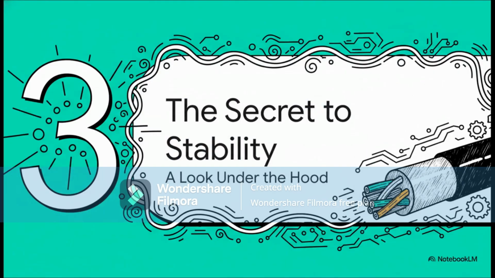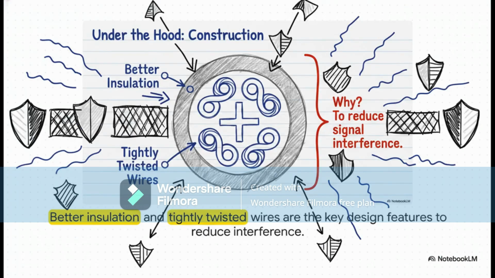But you know, speed isn't everything. Stability is just as important, right? So, what's the secret sauce inside this cable that makes it so reliable? Let's pop the hood and take a look. When you look inside a CAT6 cable, there are 2 key things going on. First, it's got much better insulation. And second, the pairs of wires inside are twisted together way more tightly than in older cables. Now, both of these things are designed to fight against something called signal interference.